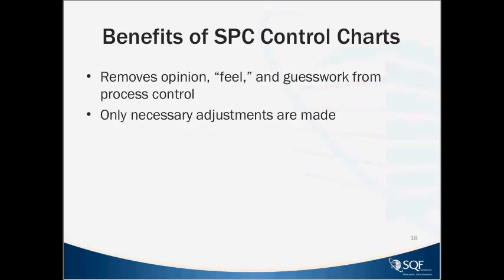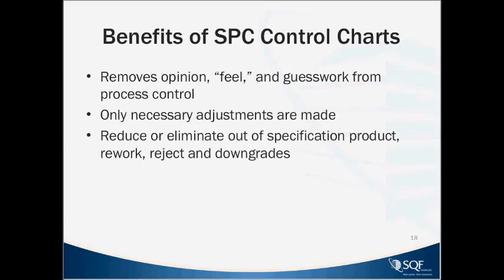And you also want to use those control charts to only make the adjustments necessary when you need to. Sometimes we overanalyze and over-adjust the process when we really don't need to, and control charts are a great tool to do that. The whole idea of control charting is to help reduce or eliminate out-of-specification product, rework, rejects, and downgrades. It's all about, again, that consistent product, using those numbers to help you analyze what's going on in that process.